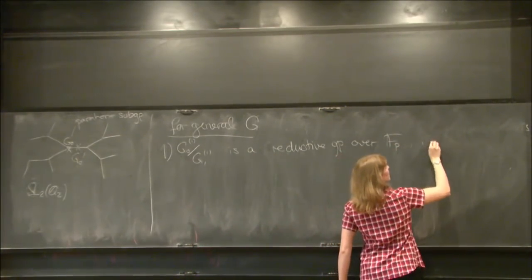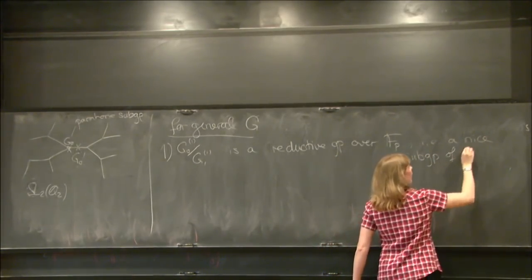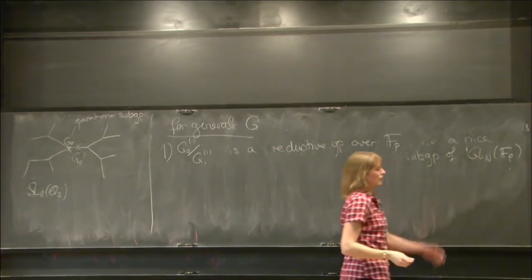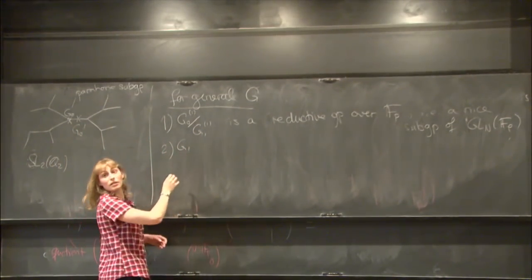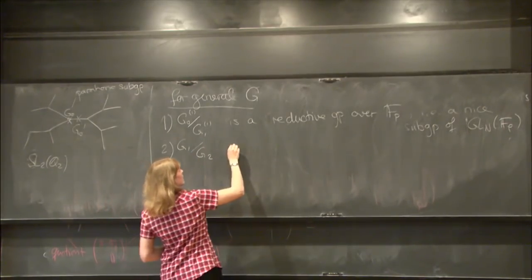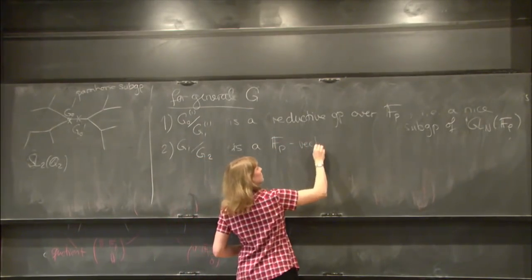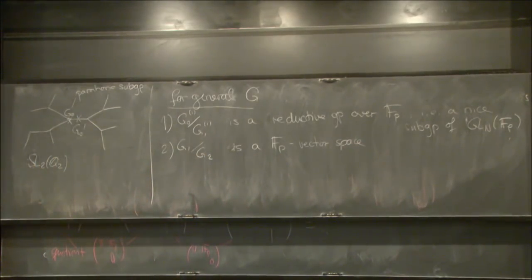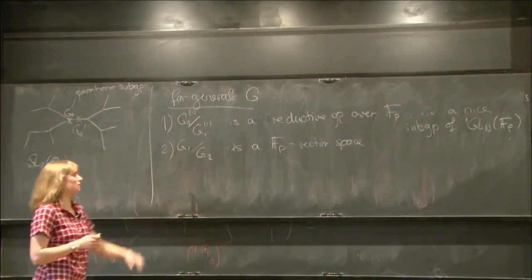So in other words, what does reductive mean? It just means a nice subgroup of GLN over the finite field. So these are just groups over a finite field. And all these others, this G1 mod G2 and all the others, they are F_p vector spaces. So that means you started with an infinite group, a compact subgroup K that you want to study, and you decomposed it into small pieces that have a nice structure and are defined over finite fields.